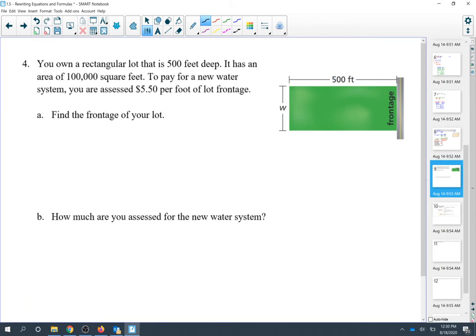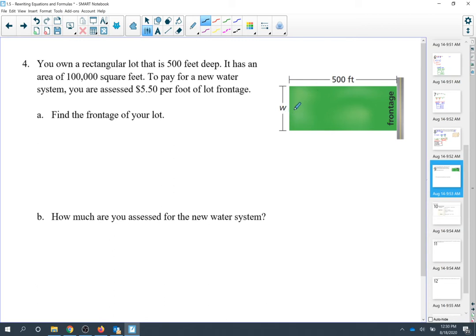Number 4. You own a rectangular lot that is 500 feet deep. It has an area of 100,000 square feet. To pay for a new water system, you are assessed, meaning charged, $5.50 per foot of lot frontage. So take a look at the picture. Your lot frontage actually is right here. It's on the front of the road, and you're charged per how many feet you have along the road. So if you're actually looking at the picture here, your lot frontage is just your W, meaning your width.